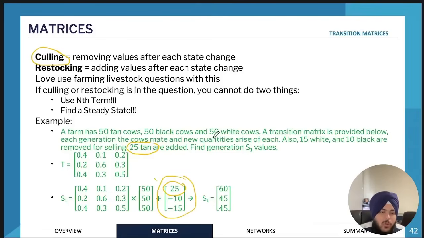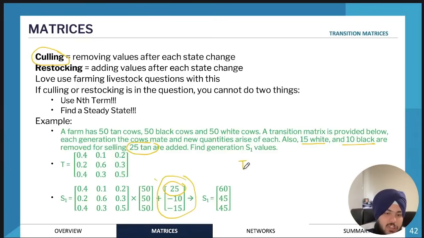These new quantities of cows that are being added are not the ones that we include in the culling or restocking. These are the ones that we would include. So 15 white cows that are being added, or being purposely bought, 10 black cows are removed for selling, and 25 tan cows are being added. So essentially it would look something like this.